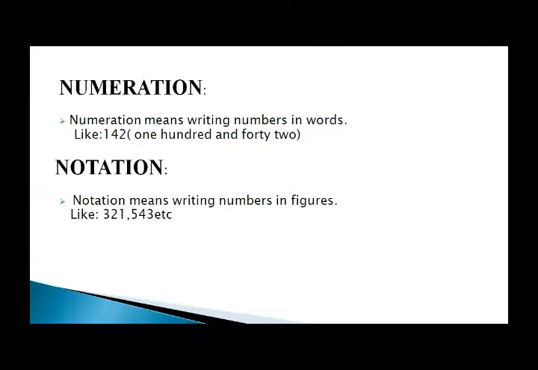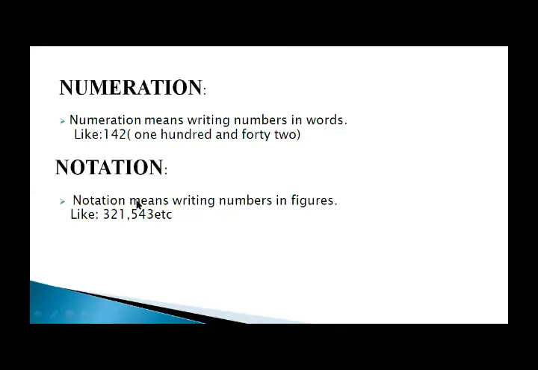I'm repeating again. Numeration means writing a number in words like this, one, two, or whatever. But we are revising 3-digit numbers, and you all know that a 3-digit number means we have to place digits up to hundreds. Units, tens, hundreds: these 3 places come under 3 digits, so it is called a 3-digit number.